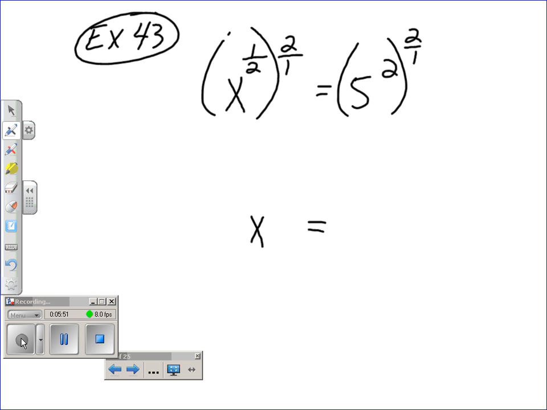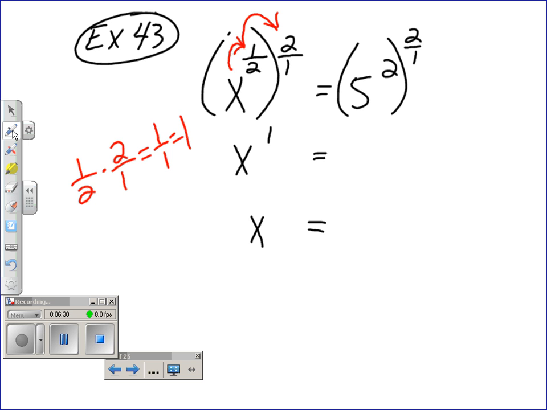Okay, why are we raising it to the 2/1 power? Because when you raise an x to a power and then raise it to another power, what you're going to do is multiply the exponents. When I multiply 1/2 times its reciprocal, 2/1, I get 1/1, which is just 1. So basically, by raising it to the 1/2 and then raising it to the 2/1, I have x to the 1. And x to the 1 is simply just x. So we eliminate the fractional exponent by raising it to its reciprocal.